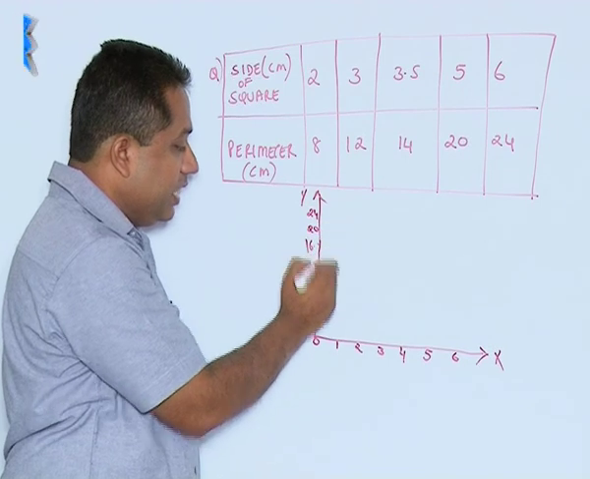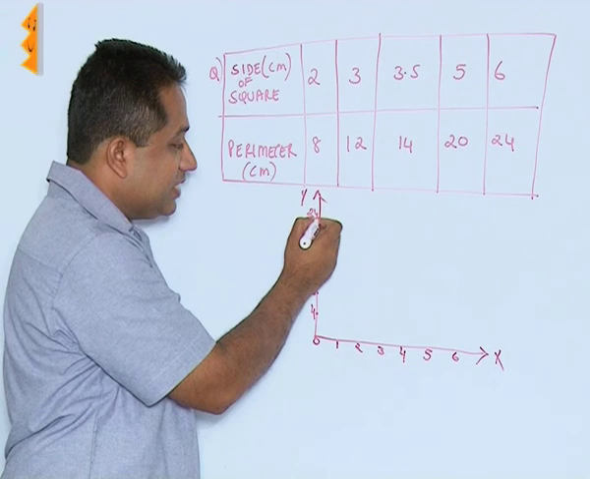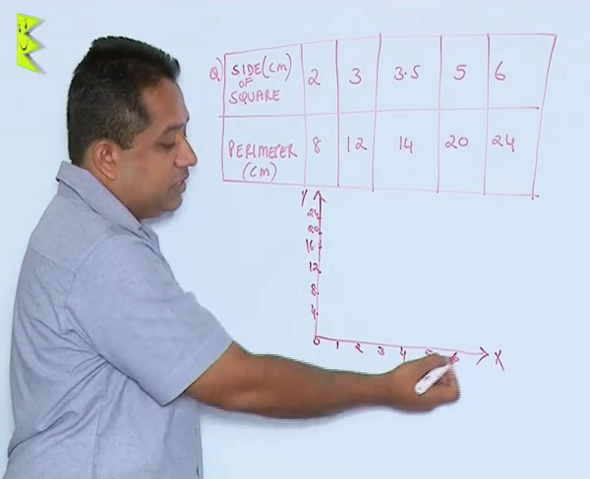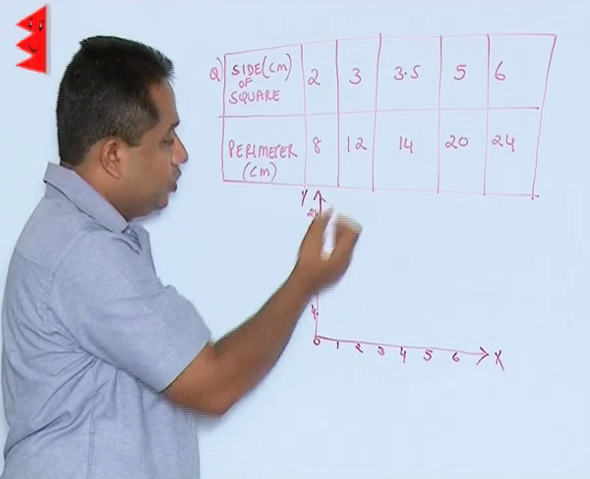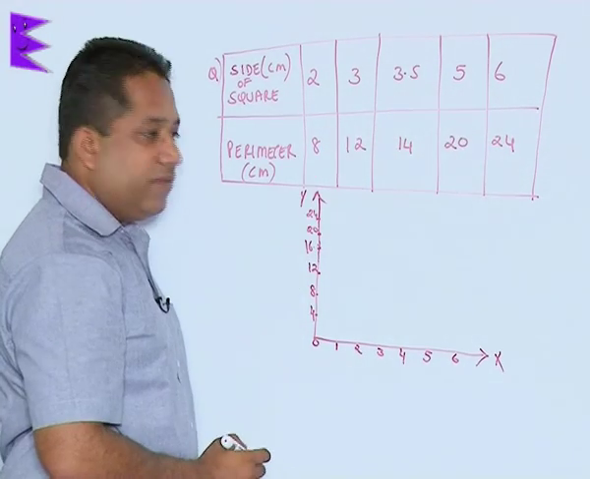So, we have taken intervals of 4 units on the y axis, whereas on the x axis we have taken 1 unit as 1 centimeter. So, 1 centimeter is representing 1 unit here. Here we have just changed that in order to accommodate this value 24.